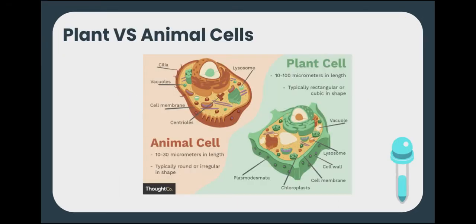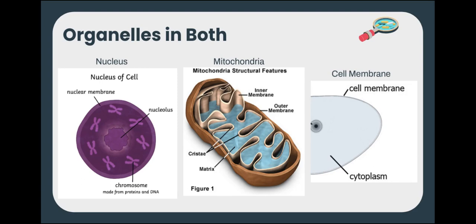Now the first thing we're going to look into is the difference between plant and animal cells. Both of them share some organelles in common, as I will explain, and both of them also have organelles that are not present in the other. We are going to begin with the organelles that are present in both of these cells.